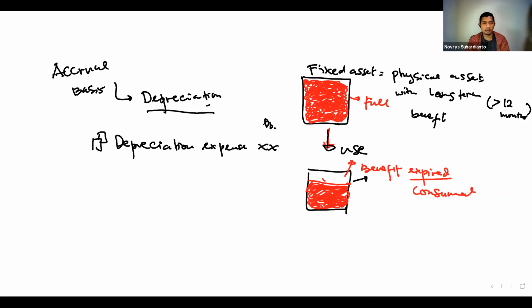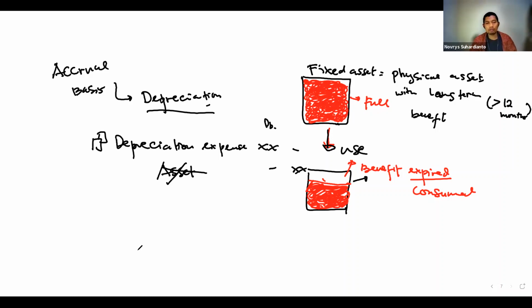What is on the credit side? On the credit side, we do not credit the asset. No, we cannot credit the asset. Why? Because the computer is still there. The building is still there. The machine is still there. It's still functioning. It's still working. But the benefit expired. The benefit is consumed.